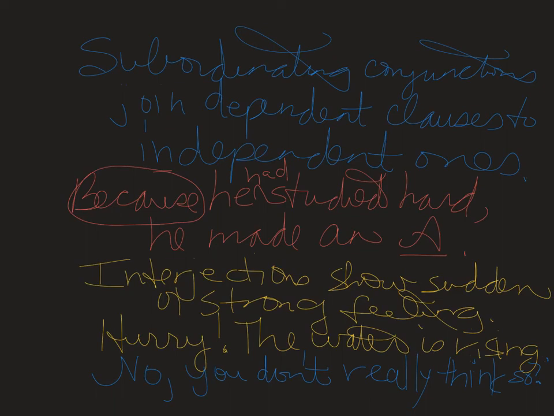And finally, interjections. Not a whole lot we need to say about these. Interjections show sudden or strong feeling. They can be punctuated by themselves, as this first one is: hurry, exclamation point, the water is rising. Or they may be punctuated, usually if they're punctuated with the sentence, they're separated by a comma rather than an exclamation point. No comma. You don't really think so? Question mark.